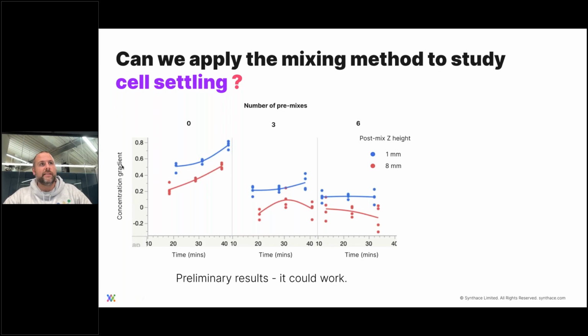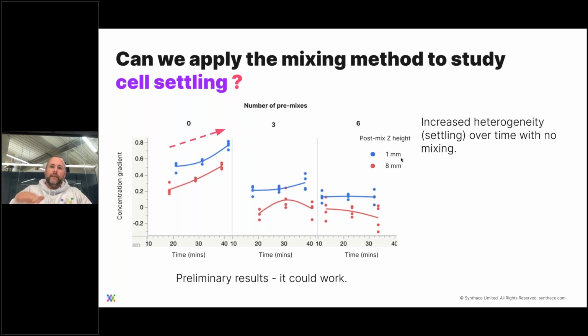On the y-axis, again, you see the concentration gradient, and on the x is the time at which the top 45 microliters of the transfer is transferred to the second plate. The 3 sections are showing either where there's no mixing or 3 or 6 cycles of pre-mixing before the transfer. The colours highlight the position at which the tip was during mixing, either 1 millimeter above the well bottom, the blue, or 8 millimeters above the well bottom, closer to the center of the liquid column.